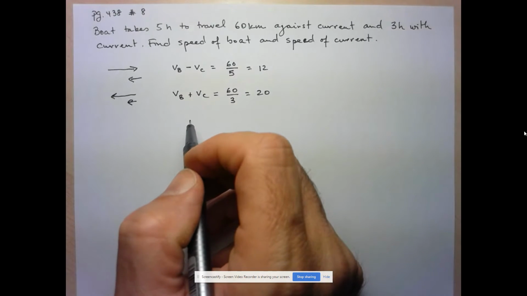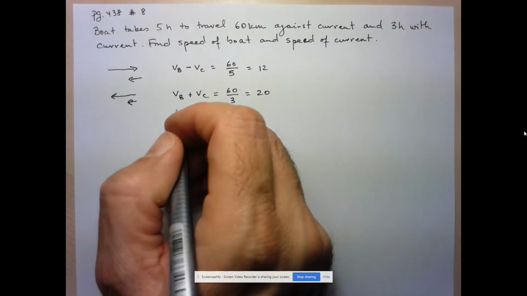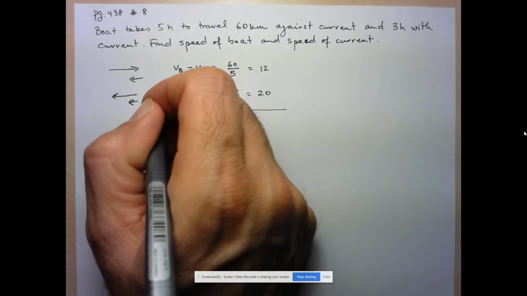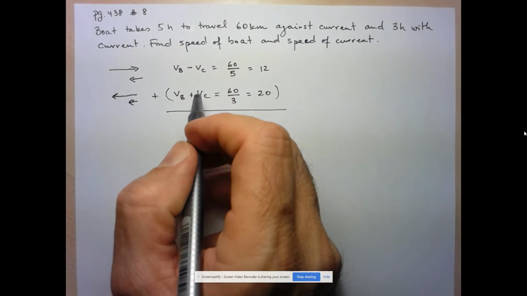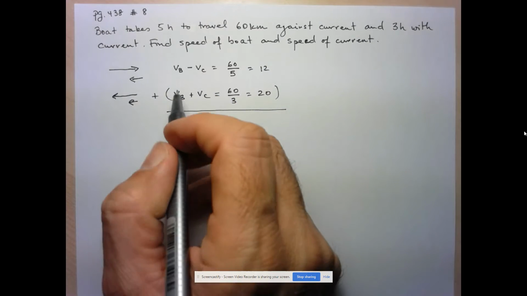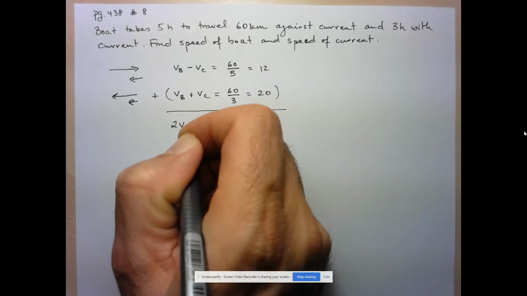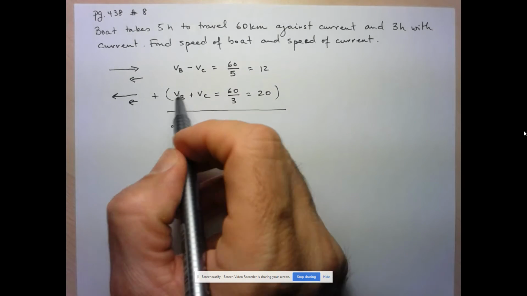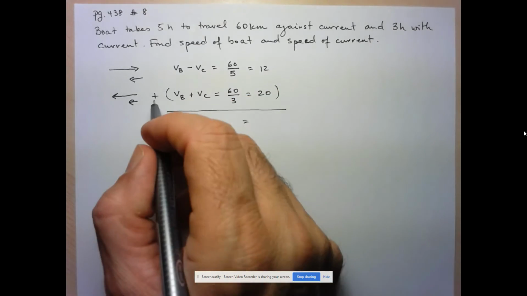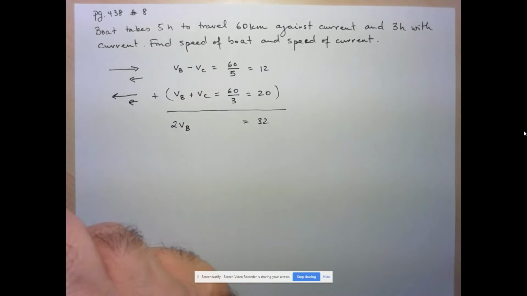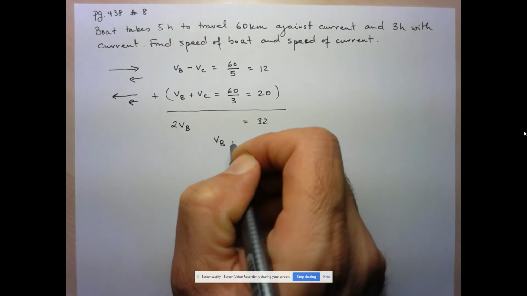Okay, so now what I've done is I've set up a system of linear equations, and a very easy system of linear equations, because if I just add these two equations together, I see that the velocity of the current is just going to eliminate. All right, so here I'm left with velocity of boat plus velocity of boat. So that's 2 times the velocity of the boat. Here, minus velocity of current plus velocity of current, those cancel out. And on the other side, I'm just left with 12 plus 20 is 32. Okay, and this is how elimination works. I eliminate one variable, so that allows me to solve for the other variable.